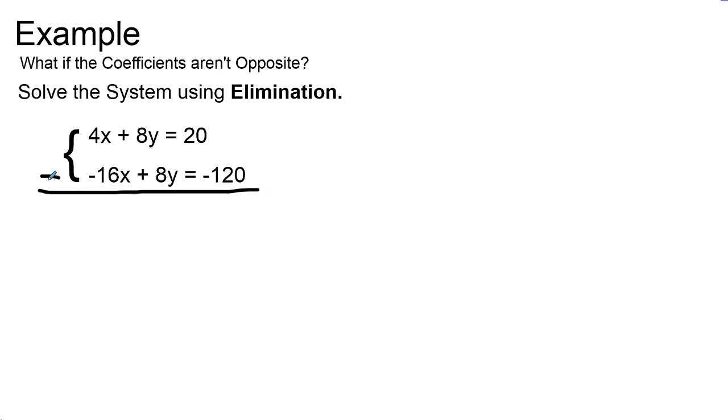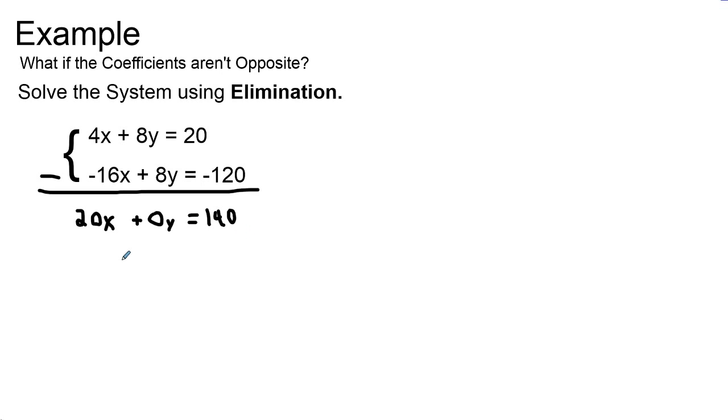So 4 minus negative, I remember that minus negative is addition. So 4x plus 16x is going to give me 20x. Good start. 8y minus 8y gives me the 0y that I want to happen through elimination. And 20 take away negative 120 is 140, because we're going to end up adding those two.